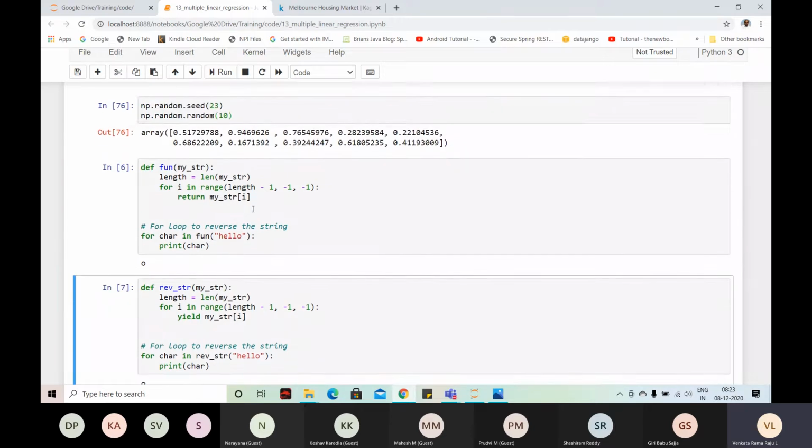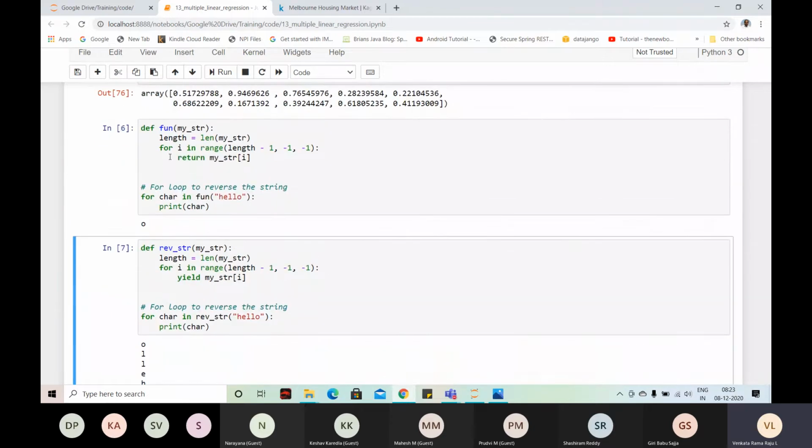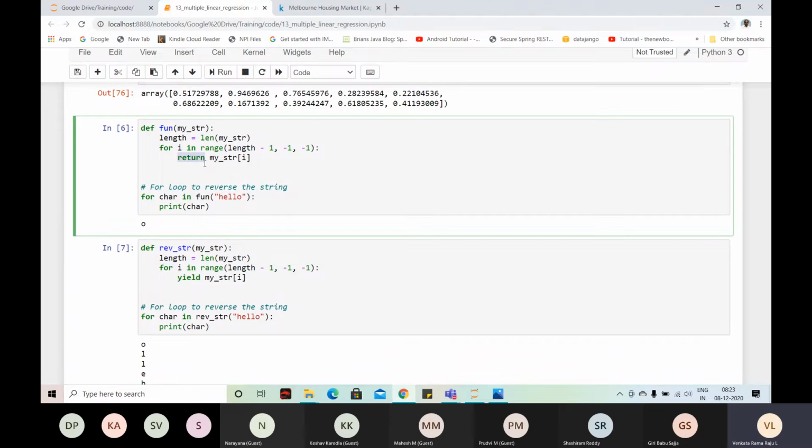So if you look at the difference here, whenever you call return, it is actually coming back. If you call this function in a loop, for character in function, and you pass hello, I am calculating the length here, and in the range of that length - 1. The length is 6, so the index is going to start from 0, so I did length - 1. The -1 is the index, and this -1 is the step, I think.